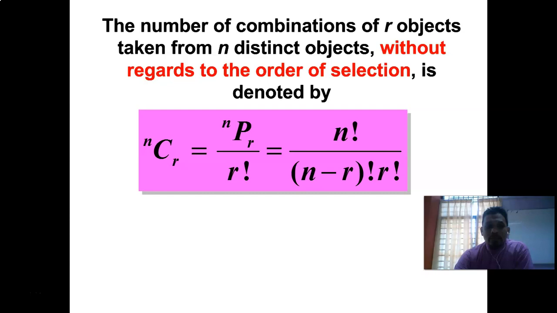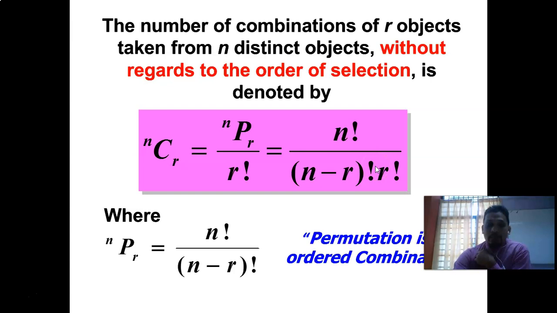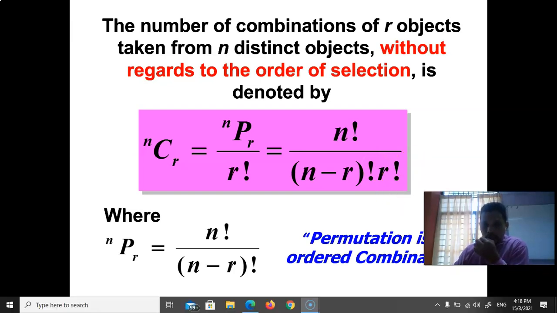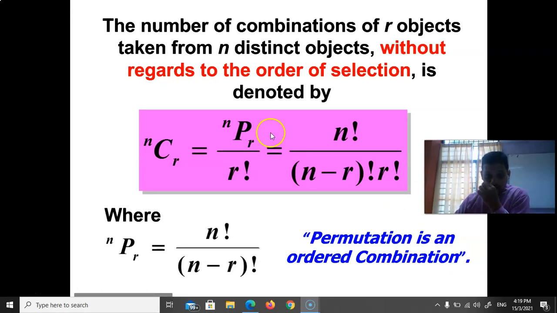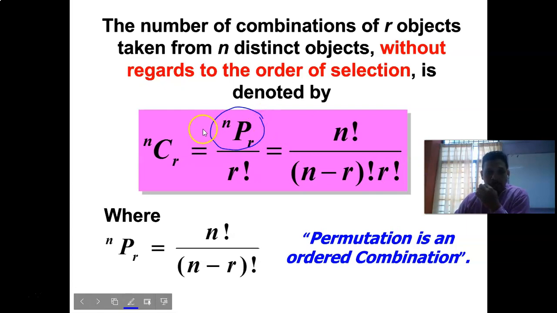The number of combinations of r objects taken from n distinct objects without regard to order of selection is denoted by nCr, which equals n factorial divided by n minus r factorial times r factorial. Permutation is an ordered combination, nPr.